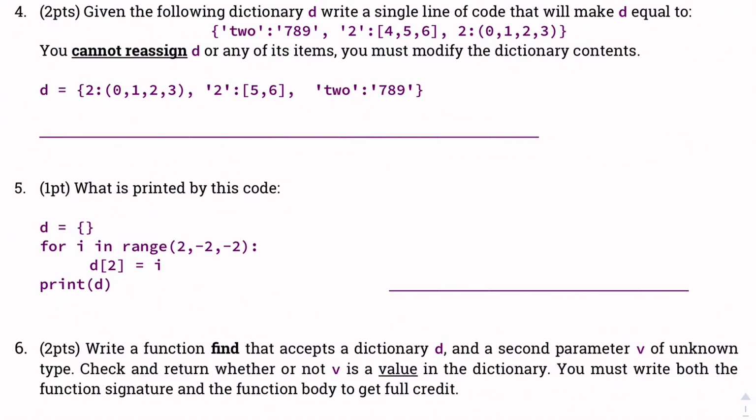So for this next problem, I want a single line of code that will change the dictionary D to this exact dictionary. I can't reassign D or any of its items. You must modify the dictionary contents. That means there should be no more equal signs being written in this problem. So how do I make this dictionary equal to this one?